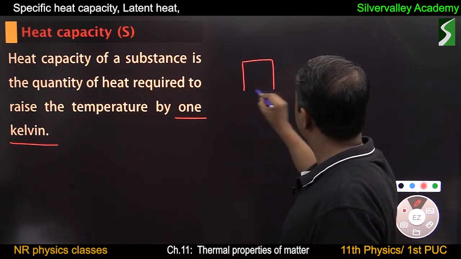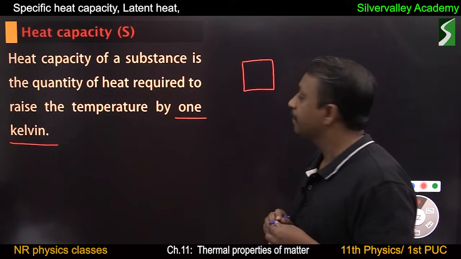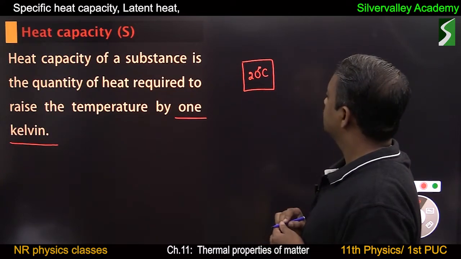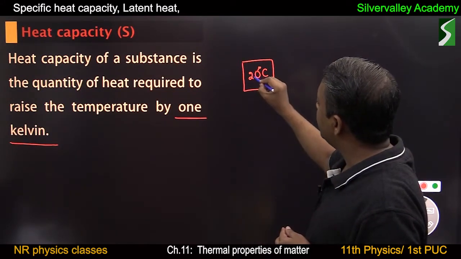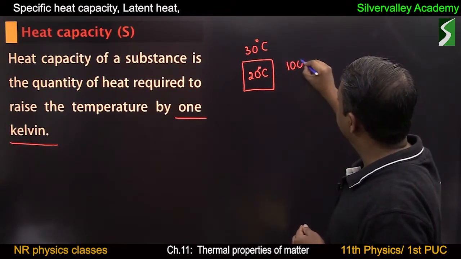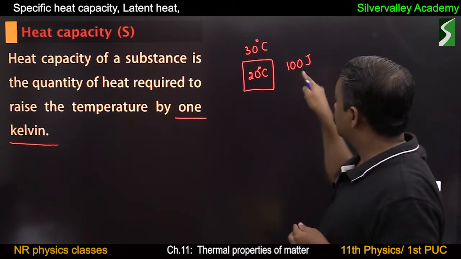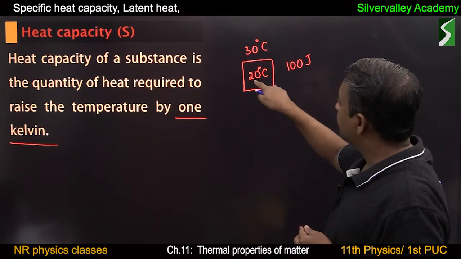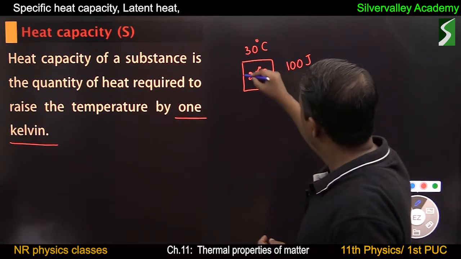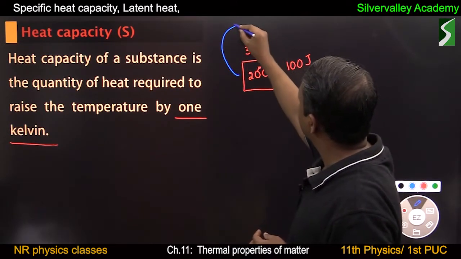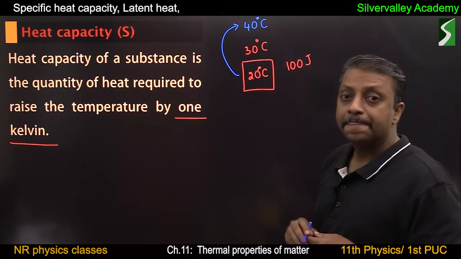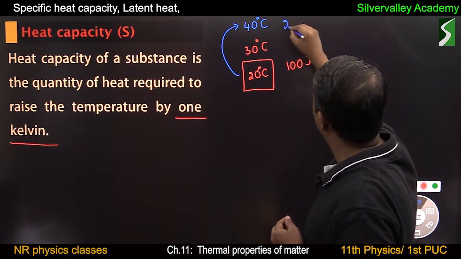If this is a body of some mass and this is at 20 degrees Celsius, to increase the temperature from 20 degree to 30 degree, let 100 joule be required. So by supplying 100 joule of heat, temperature is raised from 20 to 30 degrees Celsius. Now let us increase the temperature from 20 to 40 degrees Celsius. In this case, the amount of heat required is say 200 joule.